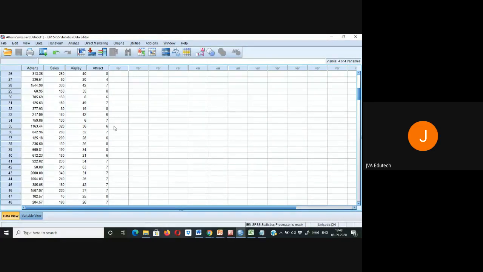Is this open? Are you able to understand this data? Please tell me if you are able to understand this data.